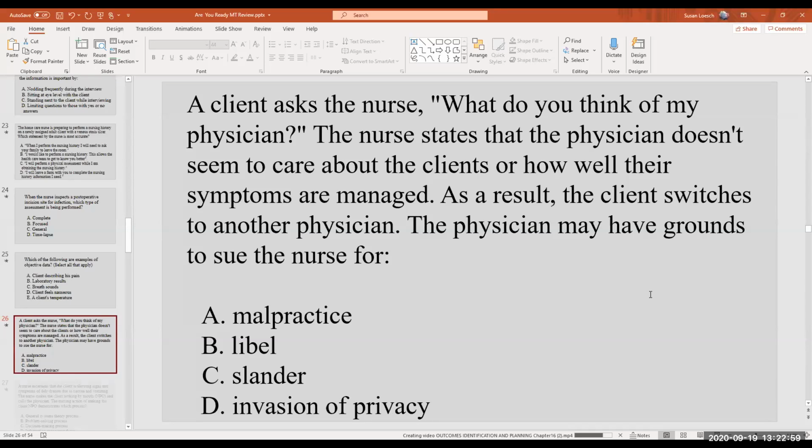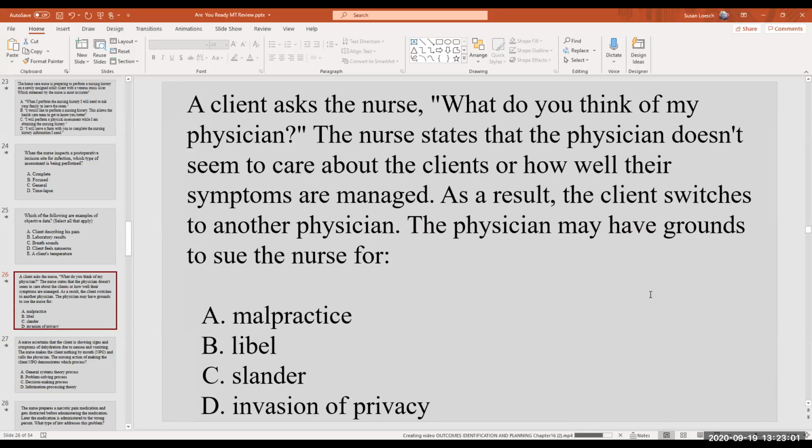A client asked the nurse, "What do you think of my physician?" The nurse states that the physician doesn't seem to care about clients or how well their symptoms are managed. As a result, the client switches to another physician. The physician may have grounds to sue the nurse for what? Slander. Okay, slander. Does everybody understand these different concepts? Yes.